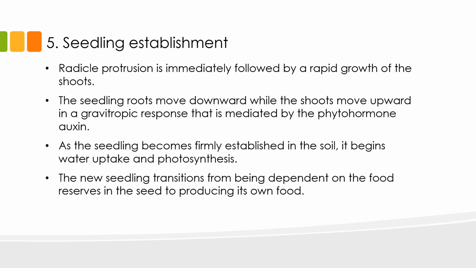During seedling establishment, the roots of the seedling move downward while shoots move upward in a gravitropic response that is mediated by the plant growth hormone known as auxin. The new seedling transitions from being dependent on the food reserves in the seed to producing its own food. As the seedling becomes firmly established in the soil, it begins water uptake and photosynthesis, and so begins another cycle in the plant life.